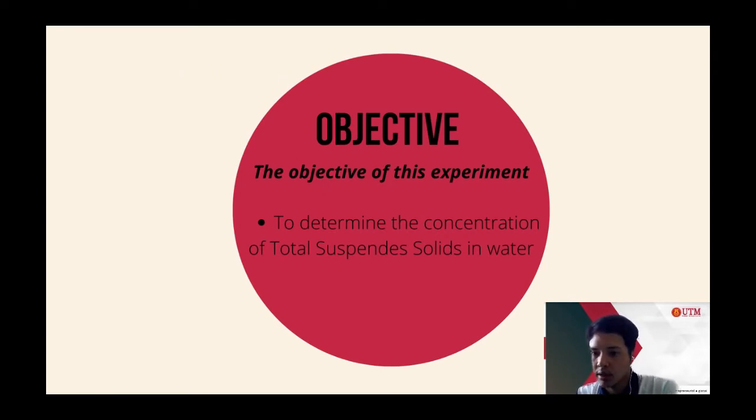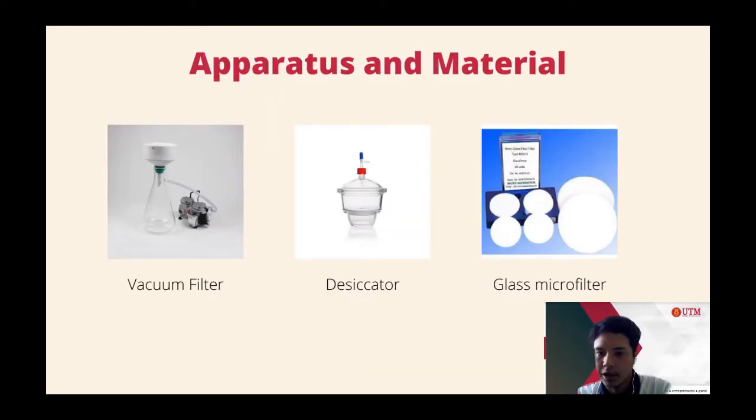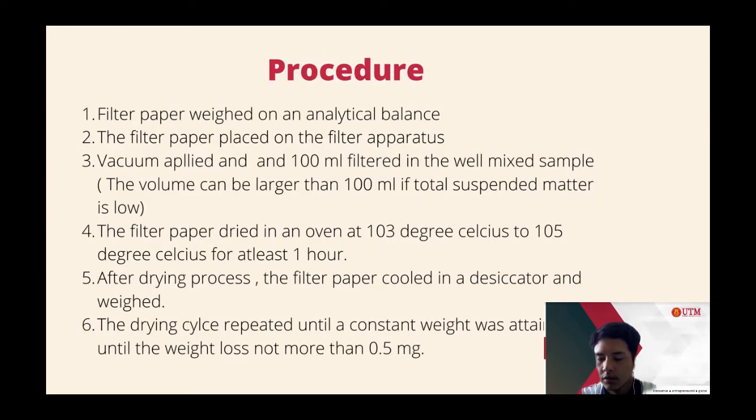It is to determine the concentration of total suspended solids in the water sample. So for the apparatus and material, firstly we will use a vacuum filter, desiccator and glass microfilter. For the procedure of this experiment, firstly the filter paper will be weighed on the analytical balance and then the filter paper placed on the filter apparatus.